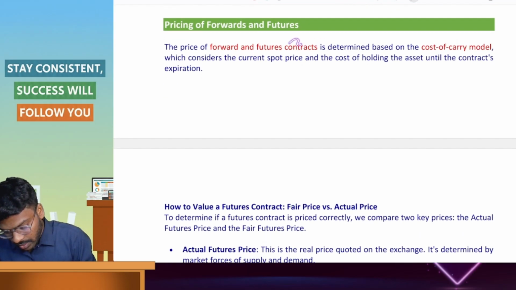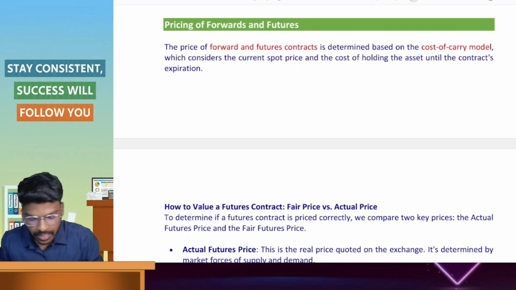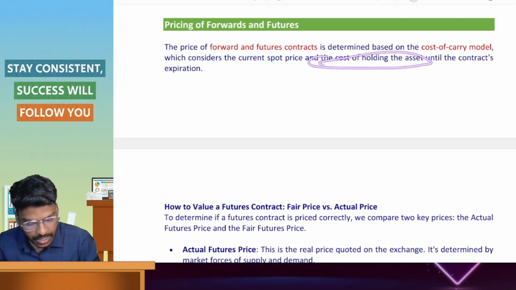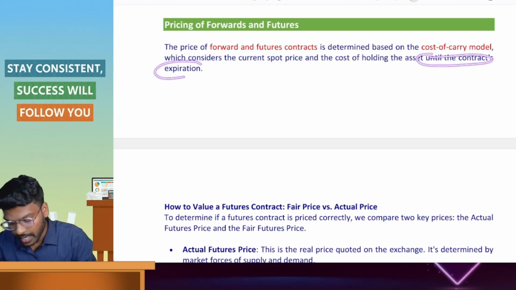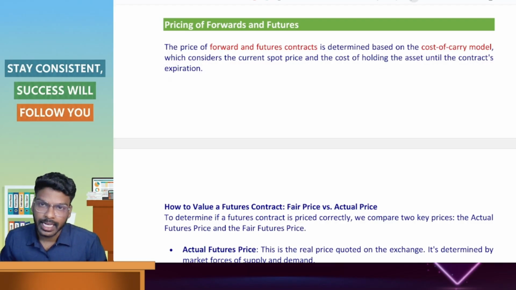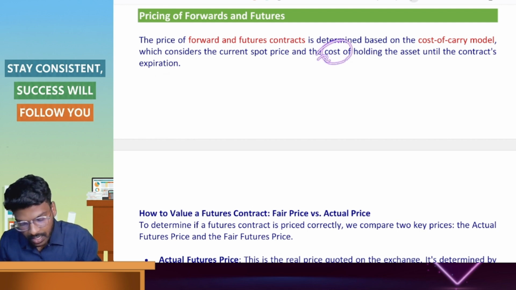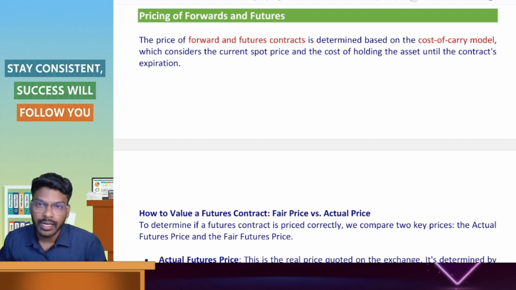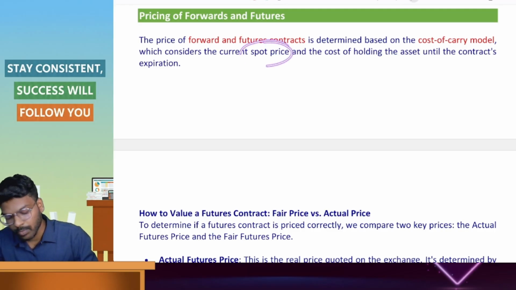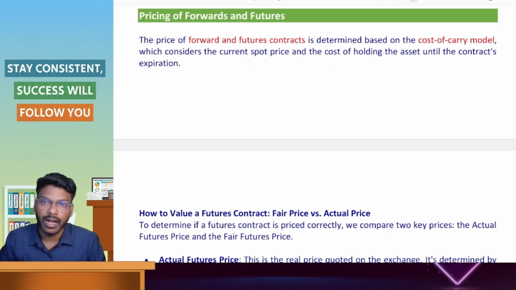I'll read this. The price of forwards and futures contract is determined based on the cost of carry model, which considers the current spot price and the cost of holding the asset until the contract expiration. Okay, the cost of holding the asset until the contract expiry can be an interest, and in case of income, it will be deducted, and cost will be included. Okay, current spot price, and also the cost of holding the asset until the contract expires.